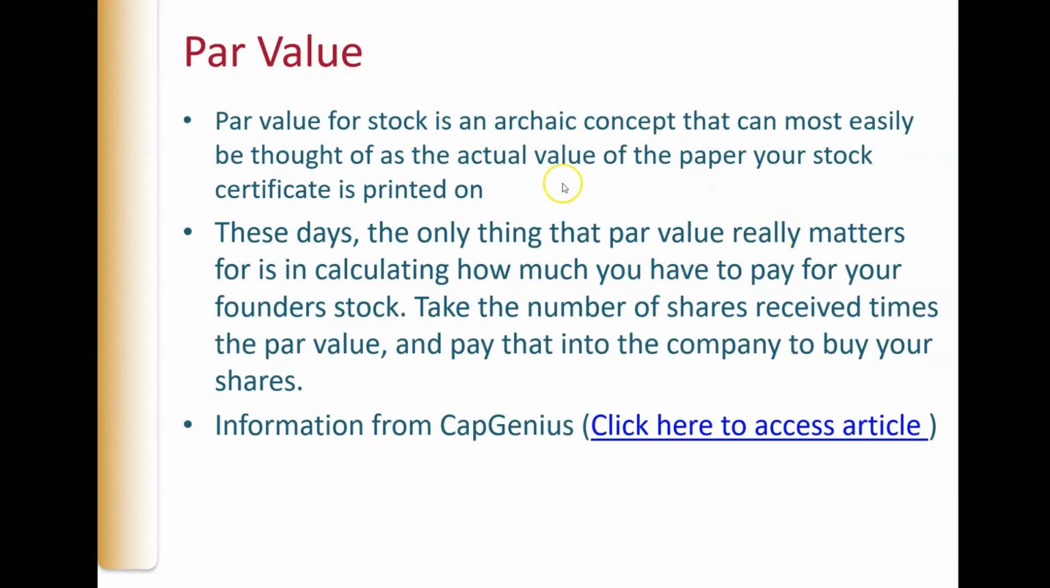I actually pulled this information from Cap Genius. The only thing that par value really matters is how much you have to pay for your founder stock. So if you authorize 1,000 shares of stock and the par value is $1, you can buy 500 shares for $500 as a founder of the company. However, if you set the par value at $1,000 a share, you're only going to get one share for $1,000. And that does not give you 51% ownership of your company. So I've given you a link here and you can read about this on Cap Genius.